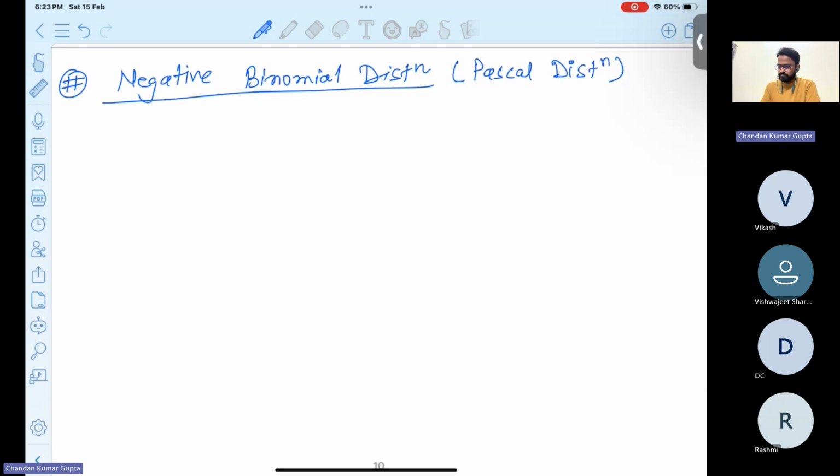Let me first write the PMF, the probability mass function. Sorry, I am usually habitual of using the word PDF. The PMF is defined as x minus 1 c r minus 1, p to the power r, and 1 minus p to the power x minus r.